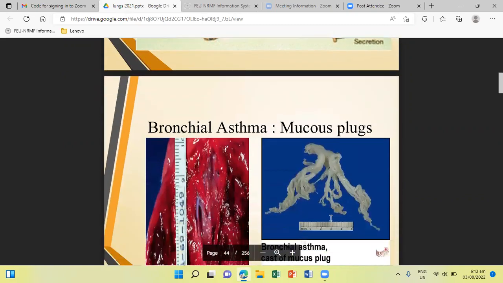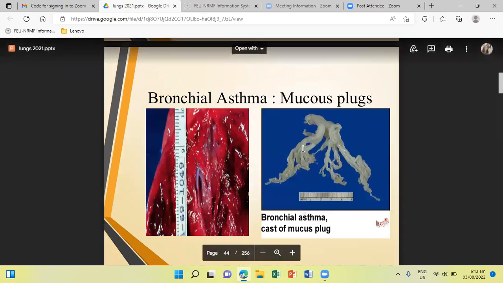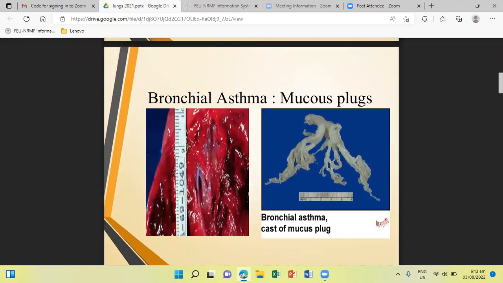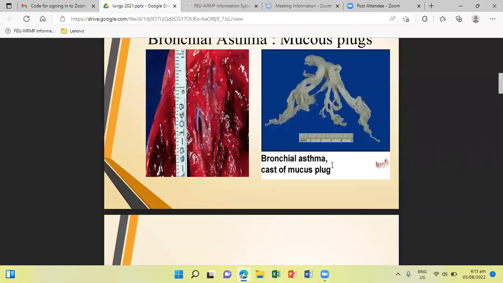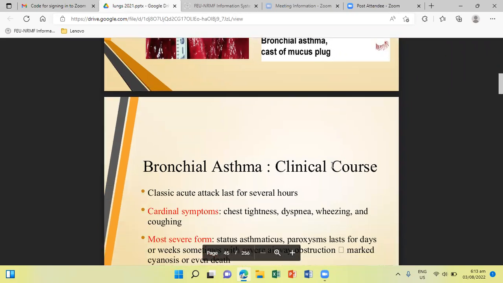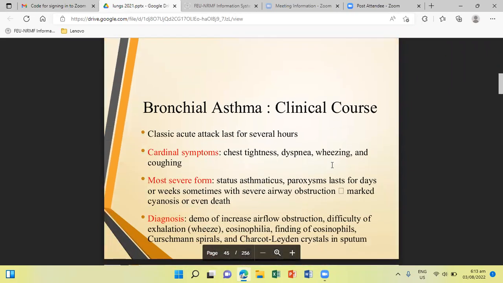Sometimes you can even pull it out like this, and the shape of which actually follows the bronchi up to the level of the bronchioles. So the classic acute asthmatic attack can last up to several hours. In some patients, the usual symptoms would be chest tightness, dyspnea, wheezing, and coughing. Usually, as I have mentioned, the most severe form is what we call status asthmaticus, and it may lead to the demise of the patient.